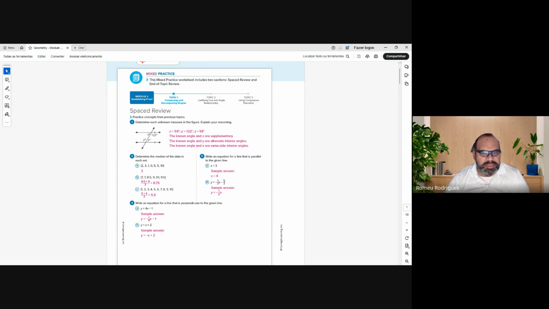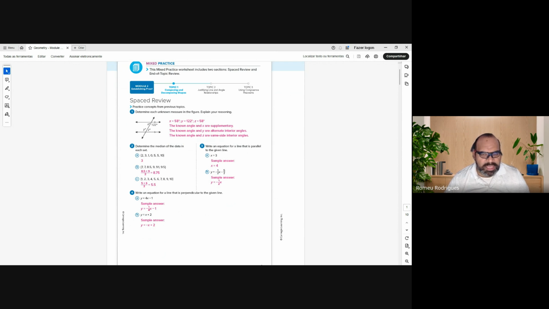Number two, determine the median of the data in each set. Guys, to determine the median, just reorganize the data here. And what is the middle number? Great. Same thing here. The middle number, as you see, is even, so you need to add the two middle numbers and divide by 2, which gives 8.75. Same thing here. Organize the data. What is the number in the middle? Oh, it's two numbers, so you add and divide by 2.